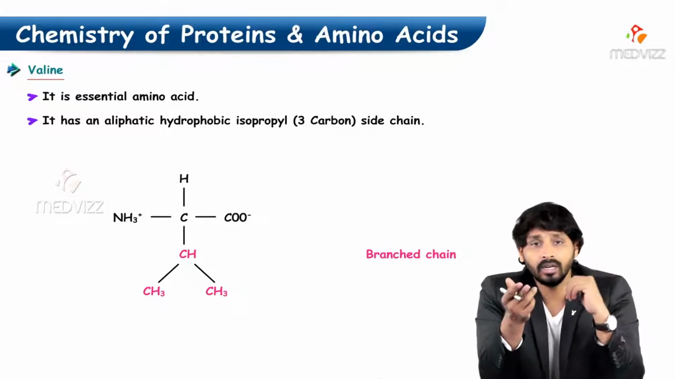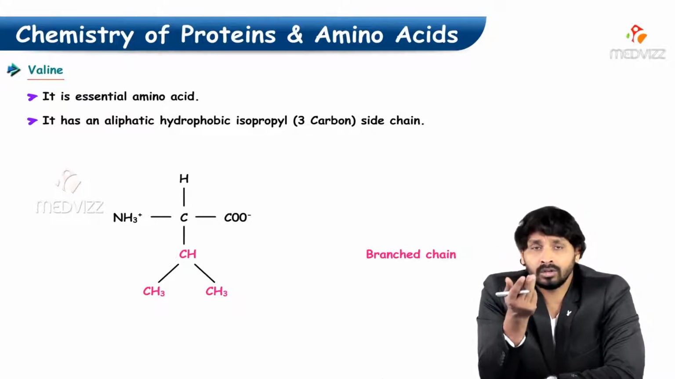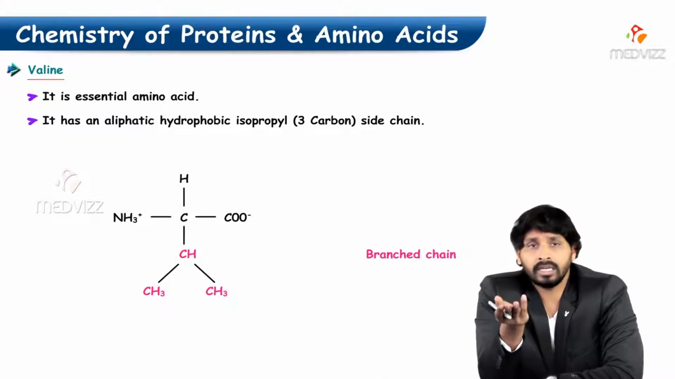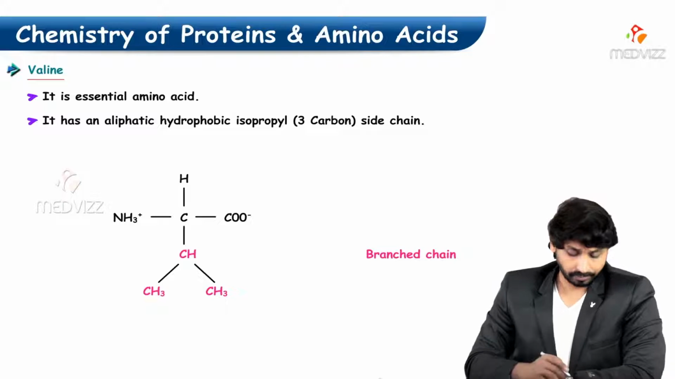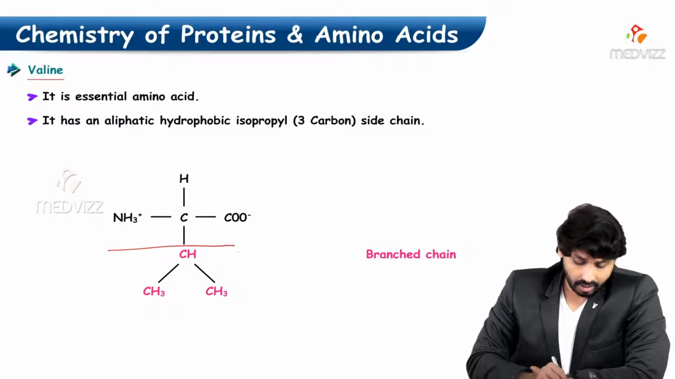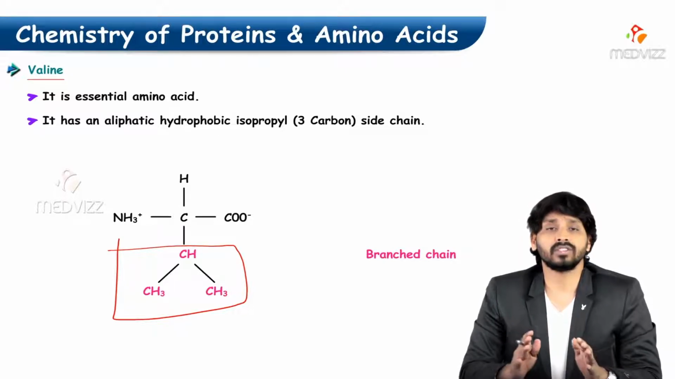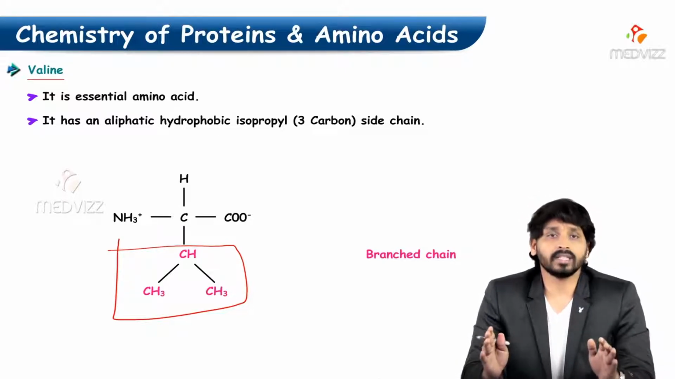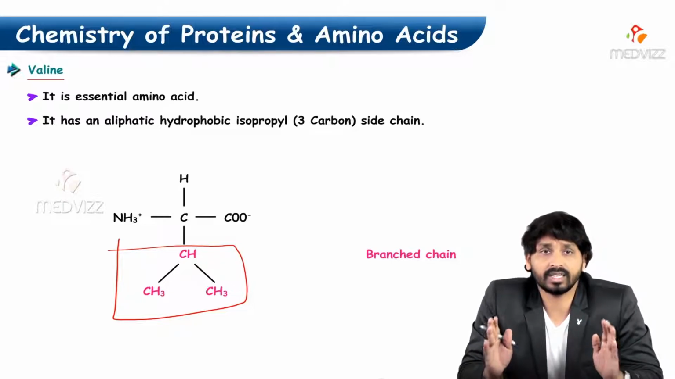Next, coming to valine. I was telling you, valine, leucine, isoleucine: these three are branched chain amino acids. Why? Because you see here the functional groups are arranged in branches like the branches of a tree. And it is an essential amino acid. Our body cannot synthesize valine, so that's why it is essential.